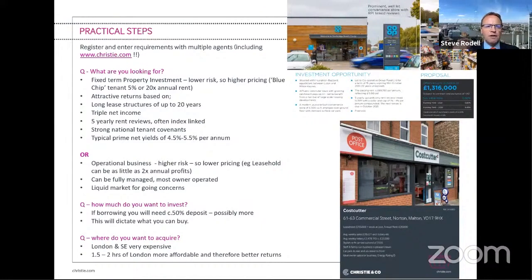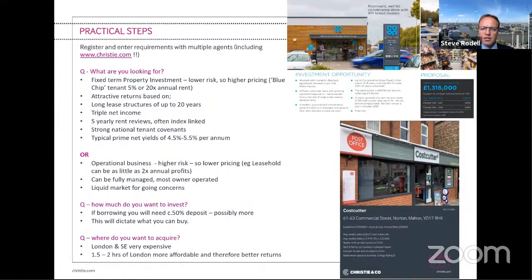Do the research, find out who's selling those businesses that you might be interested in buying. We've got a website, christie.com. There's something like 1,500 to 2,000 businesses for sale at any one time. There's also a lot of stuff that doesn't appear on the website where the client doesn't want to advertise, but we know is for sale. So getting a relationship with the agents in the UK is really important.